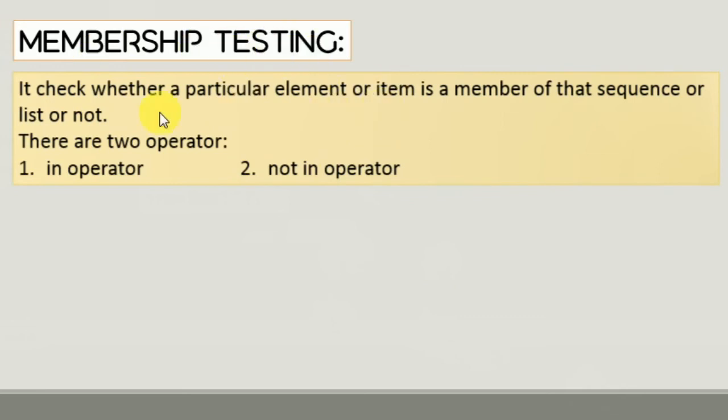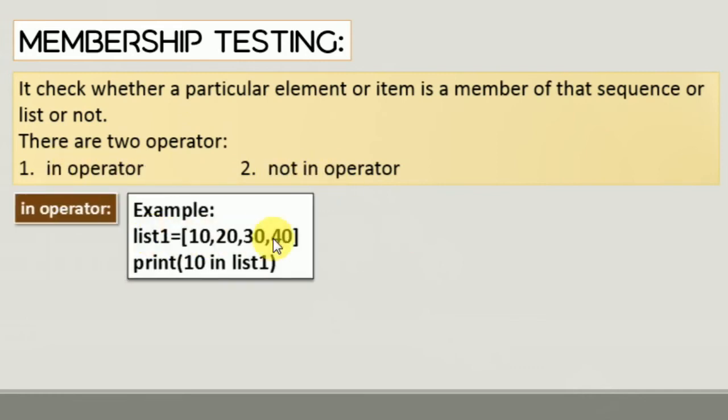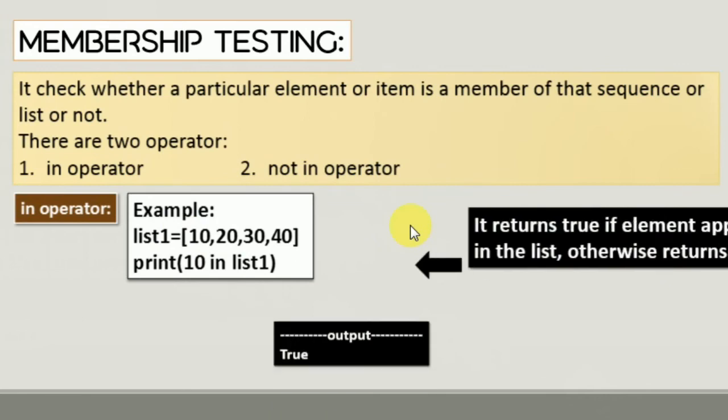We have used that in a string also. There are two operators that have been used: one is in, and the second is not in. In is going to be used like this: here is the list1 with 10, 20, 30 and 40. I check whether 10 exists inside list1. That means 10 in list1. That is true, 10 exists inside list1, so the answer will be true.